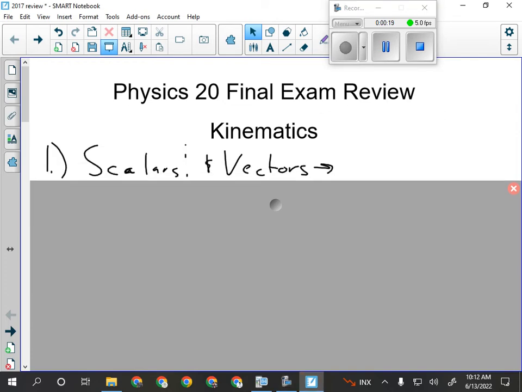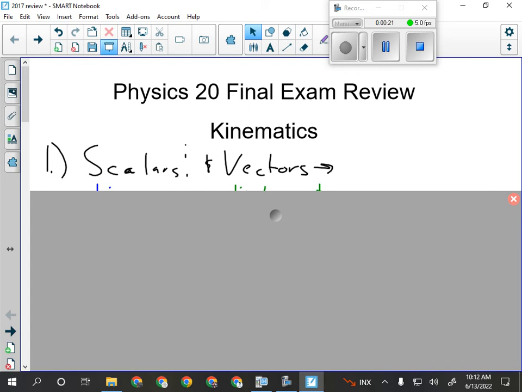All right, so the first thing we went over, scalars and vectors. That's something that goes through for every unit. Knowing what quantities are scalar quantities, what quantities are vector quantities is important, because you need to know when to apply certain vector addition rules, or when an answer needs a vector and when it doesn't. So what were some things that we went over that were scalar quantities?